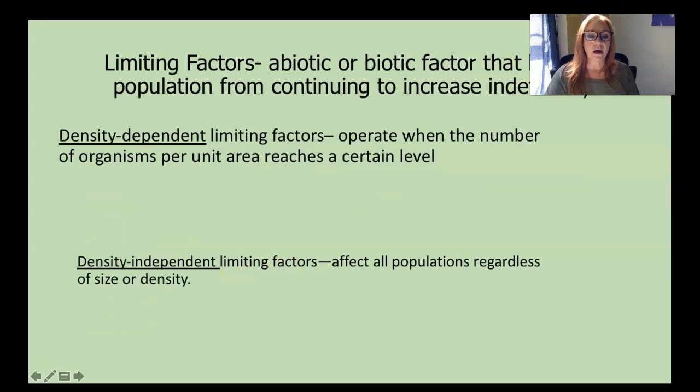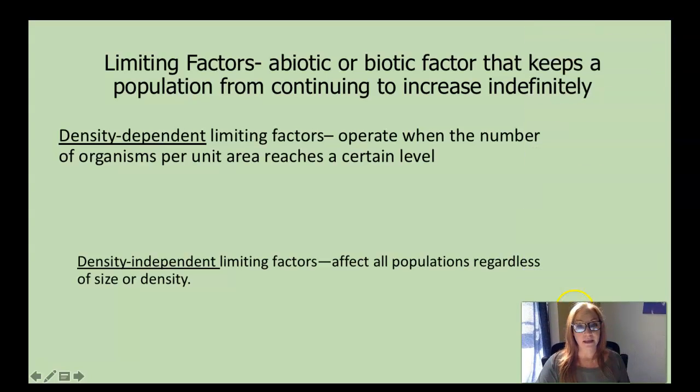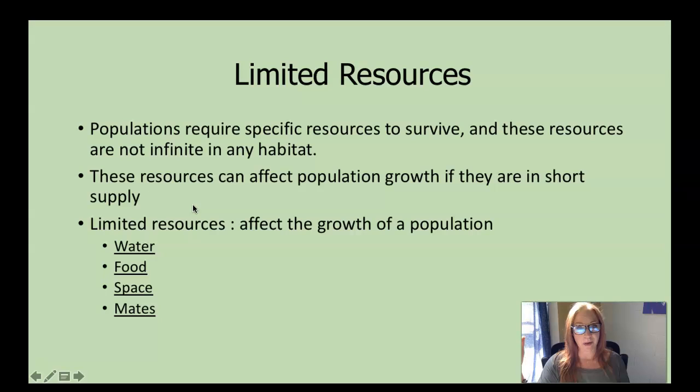Okay. The other thing that can limit populations are called limiting factors. So limited resources, I'm sorry, I will go back. Whew. Getting toward the end of the day, kids. Fravel's brain is starting to check out. I'm back. Okay, here we go.